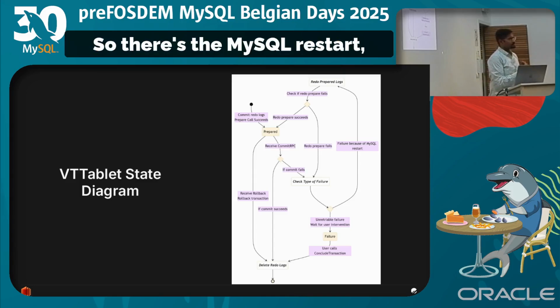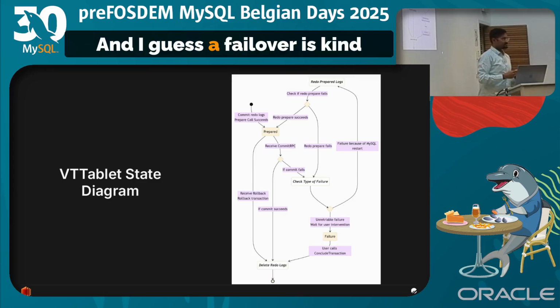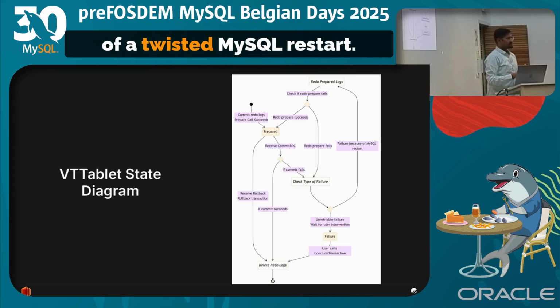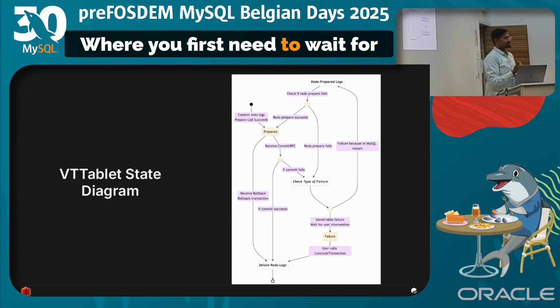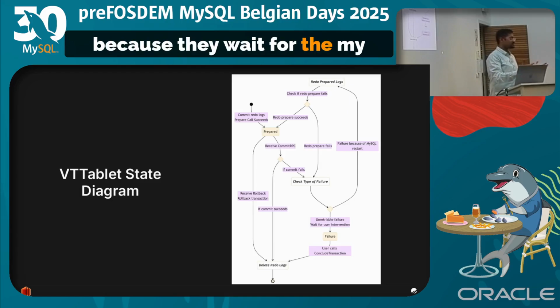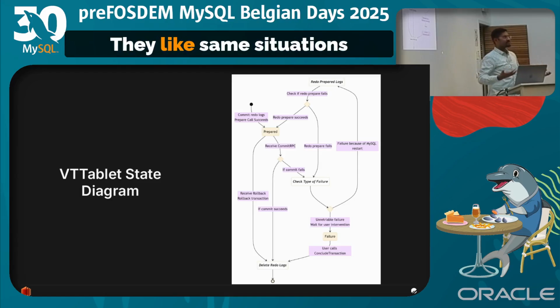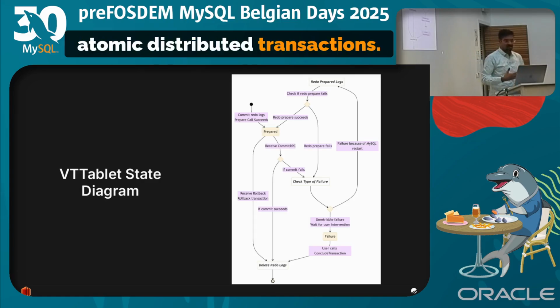Yes, please. So there's the MySQL restart, which is MySQL restarting on the primary. And I guess a failover is kind of a twisted MySQL restart. Exactly. Where you first need to wait for replication to catch up and then do the same. Yes, PRS, ERS, both of them, because they wait for the MySQL to be caught up. They're like same situations for MySQL restarts. We handle them the same way for atomic distributed transactions.